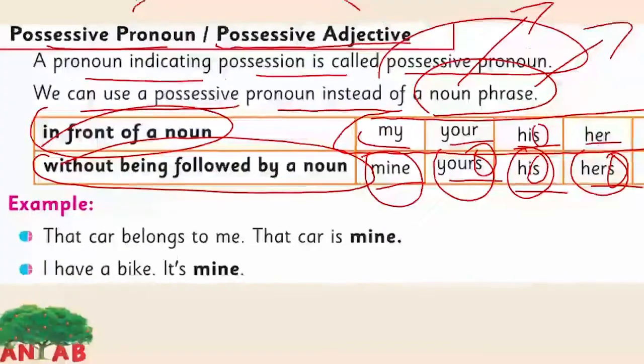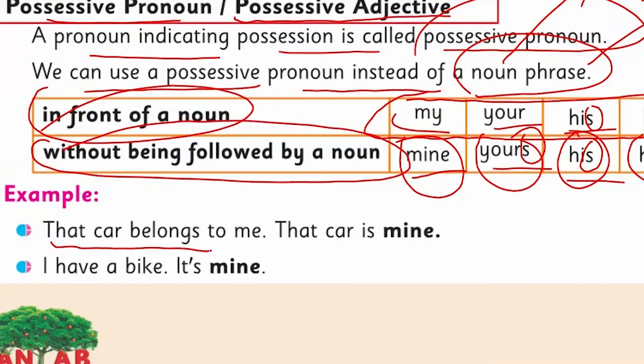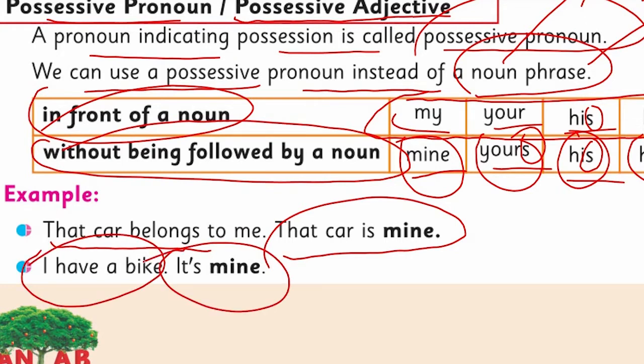Look at the example here. That car belongs to me. That car is mine. The both sentences have the same meaning. That car belongs to me or that car is mine. They both have the same meaning. I have a bike. It's mine. Here you can see the use of possessive pronoun here. The ownership. I have a bike.